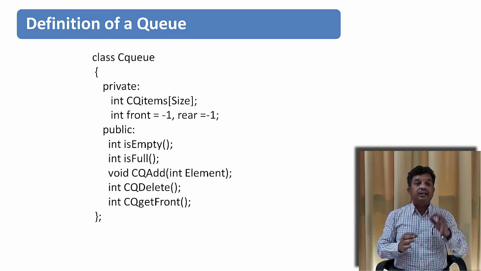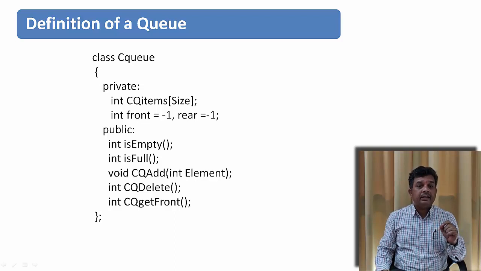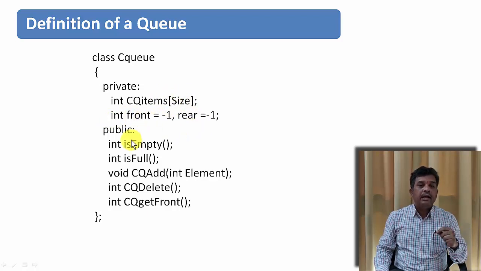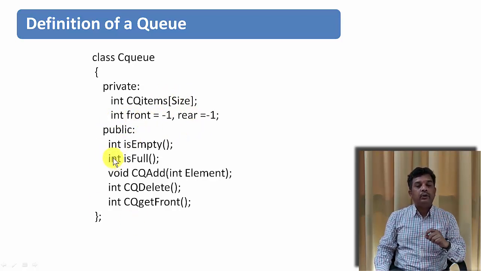We are defining a class called CQ, that is circular queue, and two items we are taking. One is the CQ item, where we are giving a size and an array, and we are initializing front and rear to -1. And these are the functions that we are going to implement.